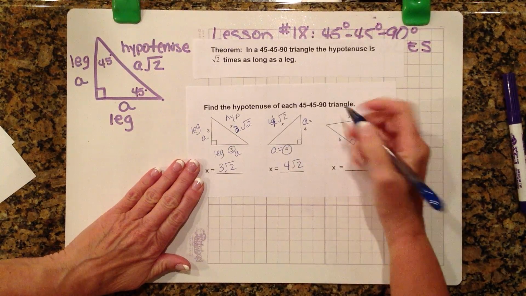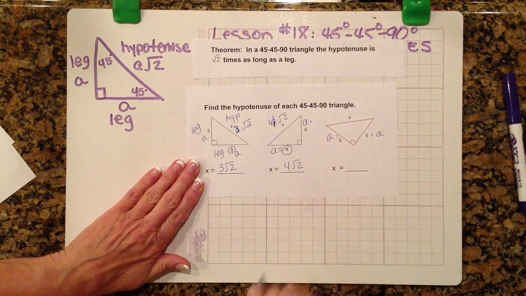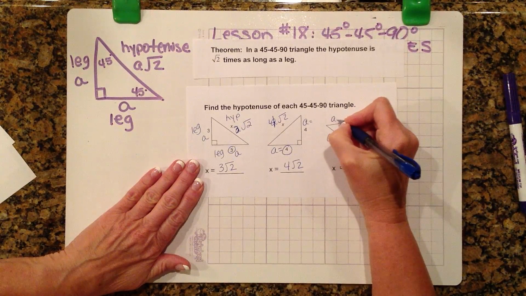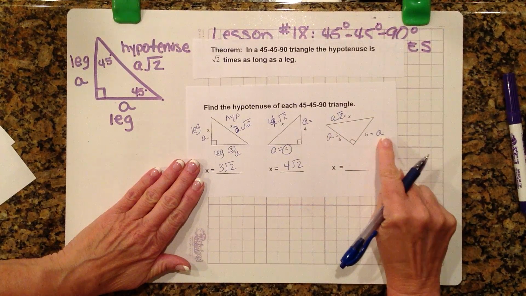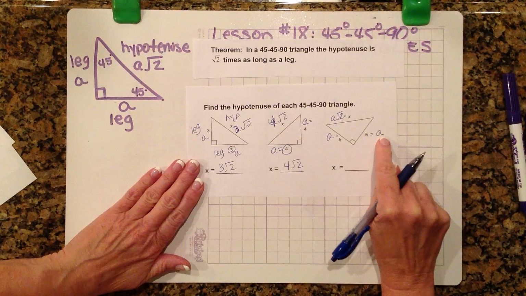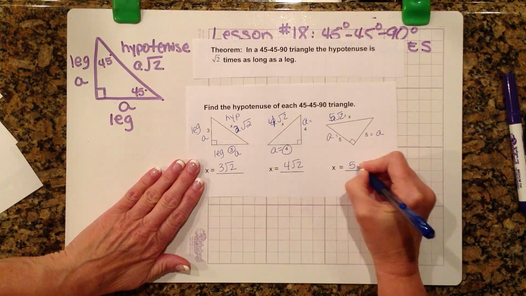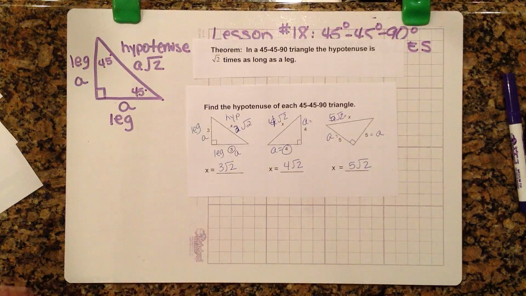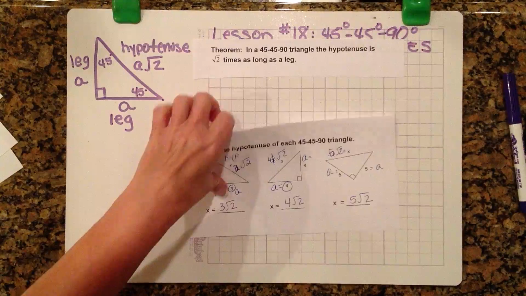Okay, let's look here. Got 5 as this side. A is 5. And my formula is A square root of 2. And that's our value for X. So what is A? A is 5. So everywhere I see an A, I'm going to put a 5 there. So I'm going to put a 5 right on top of there. So the hypotenuse is 5 square root of 2. There we go. That's a very basic example. Let's go on.